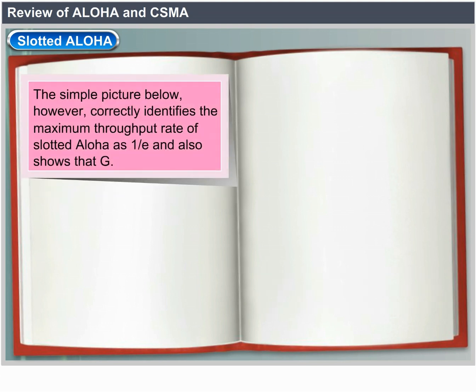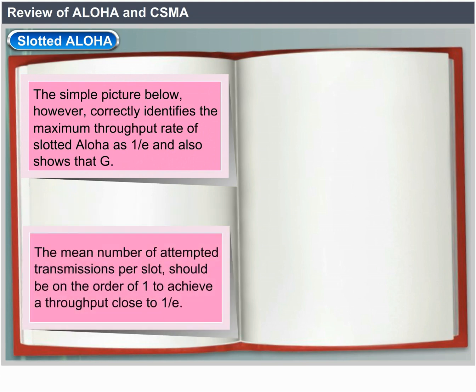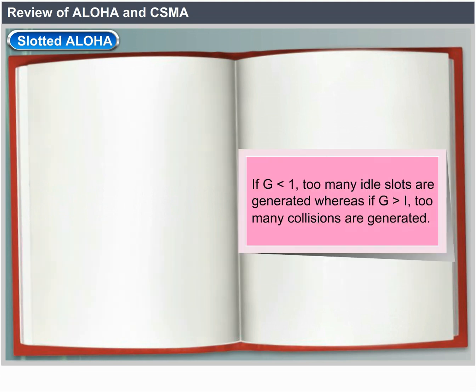The simple picture below, however, correctly identifies the maximum throughput rate of slotted Aloha as 1/e and also shows that G, the mean number of attempted transmissions per slot, should be of the order of 1 to achieve a throughput close to 1/e. If G is less than 1, too many idle slots are generated, and if G is greater than 1, too many collisions are generated.